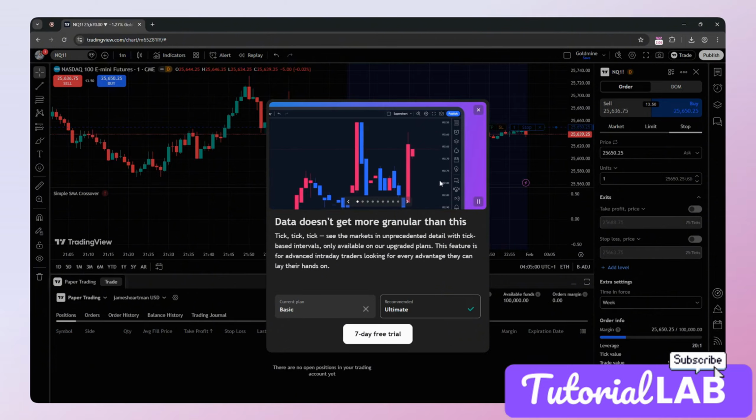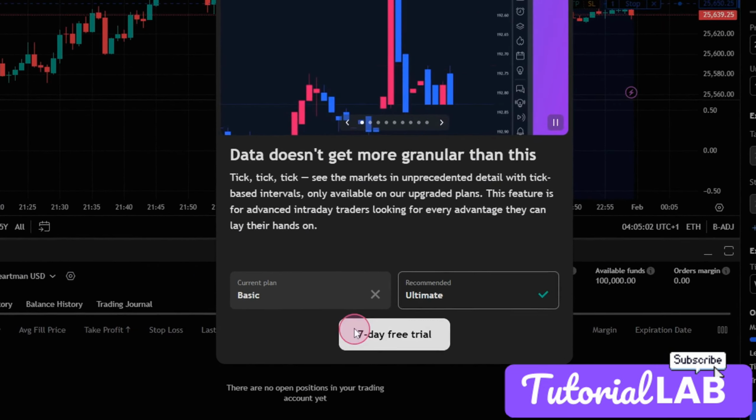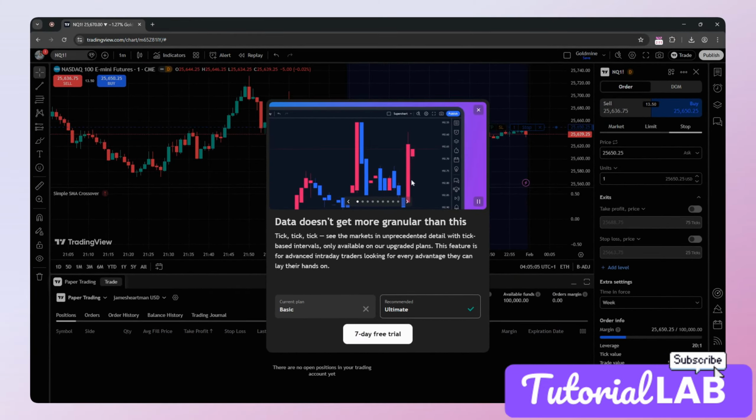Option 2, use the 7-day free trial. Tradingview offers a 7-day free trial on any paid plan. This is a good way to try real-time charts and faster updates without paying upfront. We can test which plan fits our trading style, see which markets we trade most, and decide if a paid subscription is worth it.